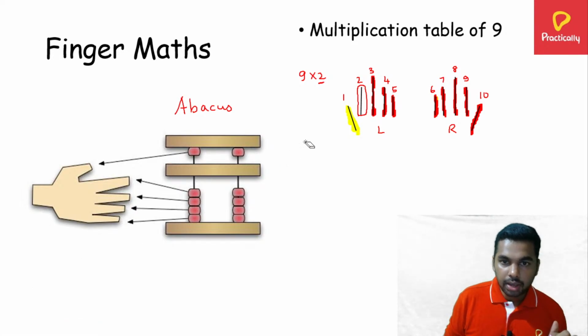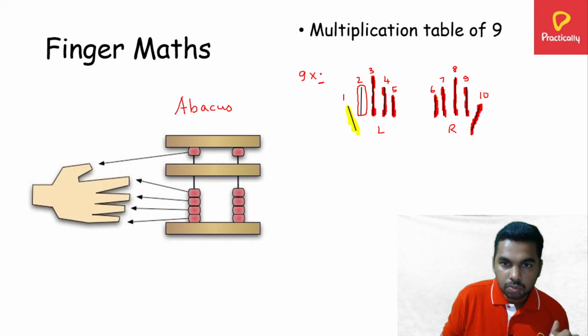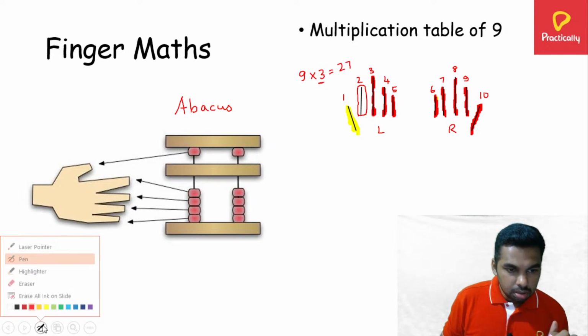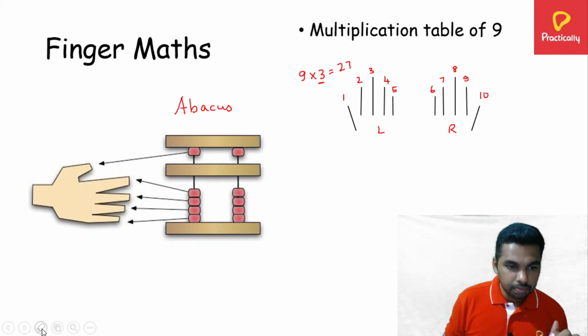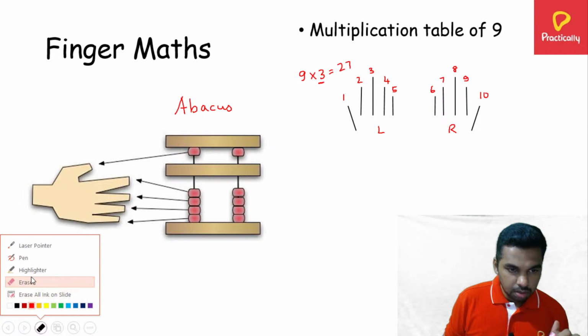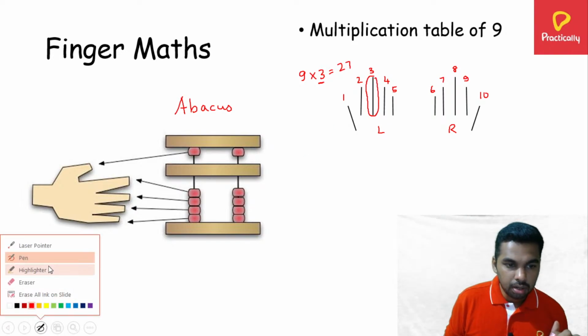Now let's do for 9 multiplied by 3. 9 multiplied by 3 is quite easy to do. We know it is 27. So let's do the following. So we'll put a circle around the number 3. And then we will mark each of the part using the highlighter.